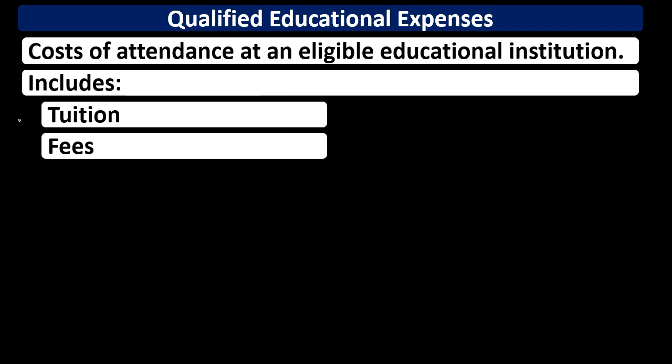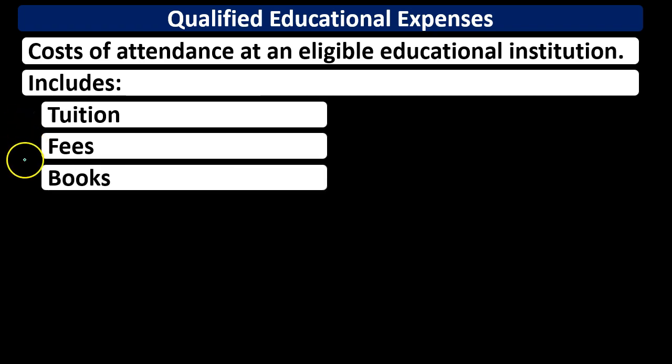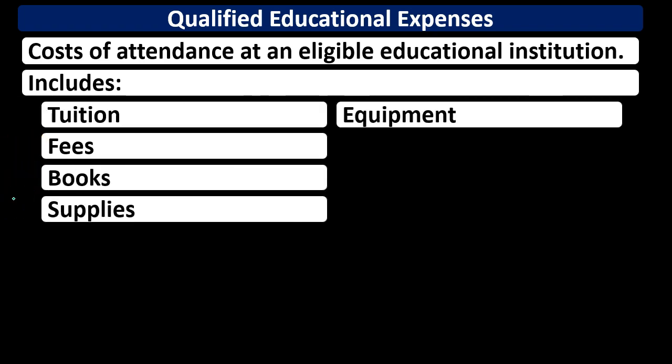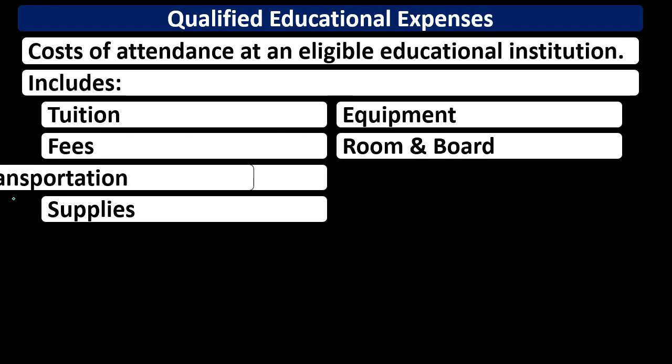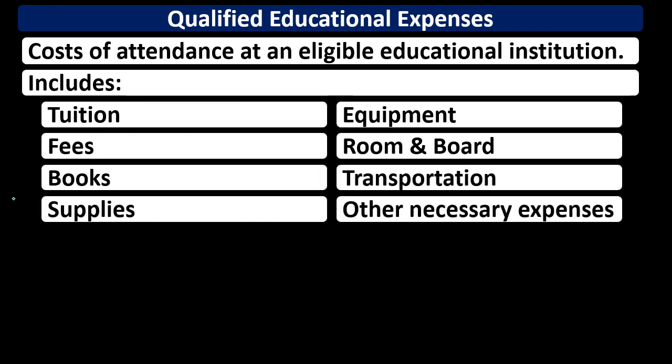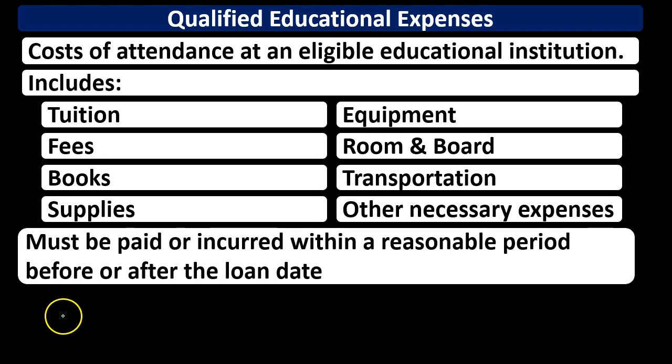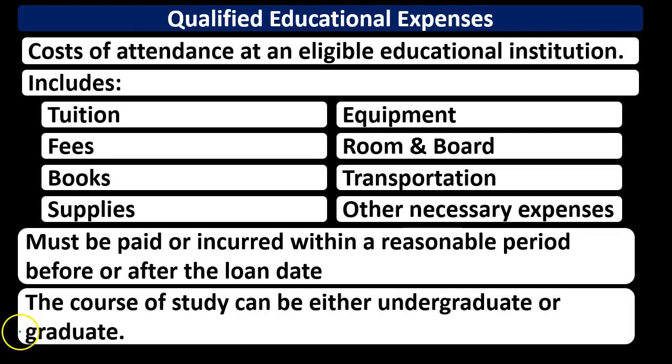Of course, the tuition costs will be included in qualified educational expenses, but also fees, books, supplies, equipment, room and board, transportation, and other necessary expenses. Notice what is missing from this list is meals. Meals is typically not included as qualified educational expenses. Must be paid or incurred within a reasonable period before or after the loan date. The course of study can be either undergraduate or graduate study.